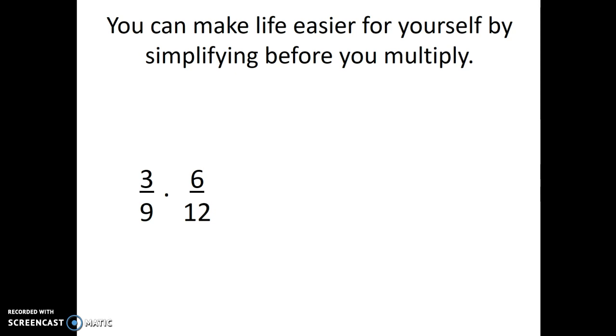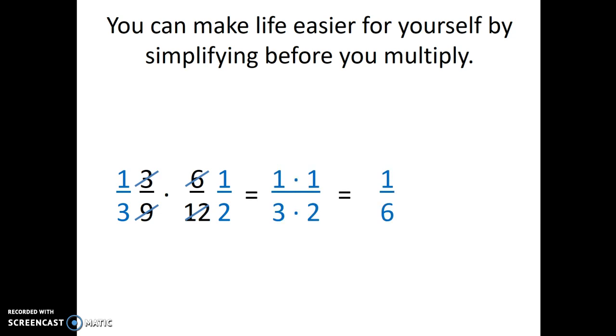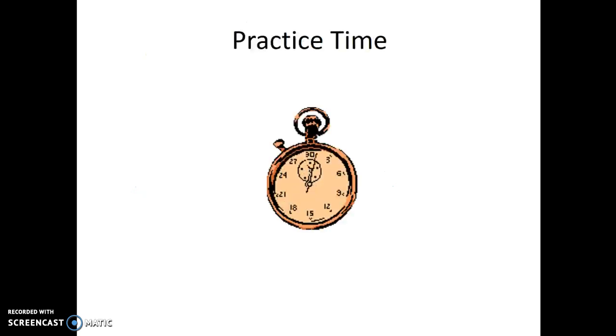So here we go. I noticed 3/9 can be simplified, 6/12 can be simplified. So in that case, 3/9 becomes 1/3, 6/12 becomes 1/2. Now I'm multiplying 1/3 times 1/2, which is much more manageable, smaller numbers to deal with. 1 times 1 and 3 times 2, which is 1/6. Notice my answer is already in simplest form, so I don't need to go back and worry about simplifying because I did it first.